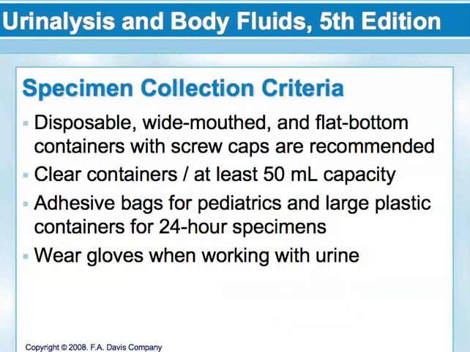Okay, specimen collection criteria. Containers used for a urine sample should be disposable. They should be wide-mouthed to facilitate collection by female patients. You want them to be flat-bottomed to prevent overturning, and to have a screw-top lid so that they are less likely to leak. You want a clear container so that you can judge the color and clarity. It should have at least 50 milliliter capacity, which allows for the proper amount needed for the microscopic exam and provides additional specimen for repeat analysis, and it leaves enough room in the container so that the sample can be mixed by swirling.